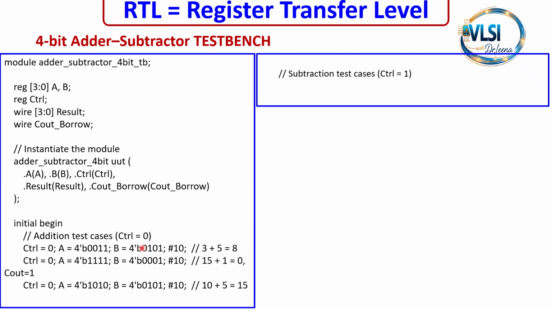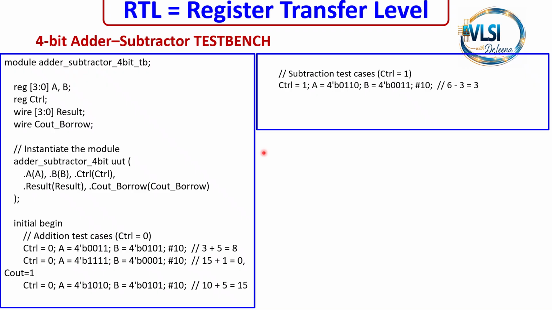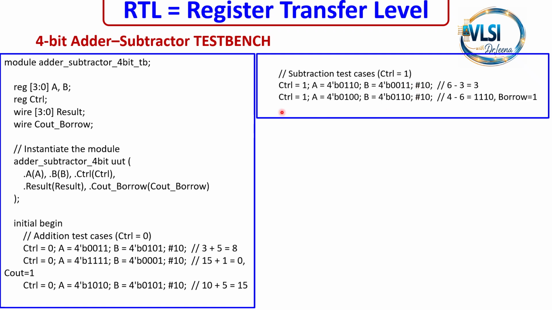First, we have given control equal to 0 and addition test cases are given. Now, we are giving control equal to 1 and subtraction test cases we are going to give. So, for the subtraction, we gave control equal to 1. A is equal to 4-bit binary 0110, that is 6. B is equal to 4-bit binary 0011, that is 3. We are checking this test case and it is waiting for 10 time unit and performing the next.